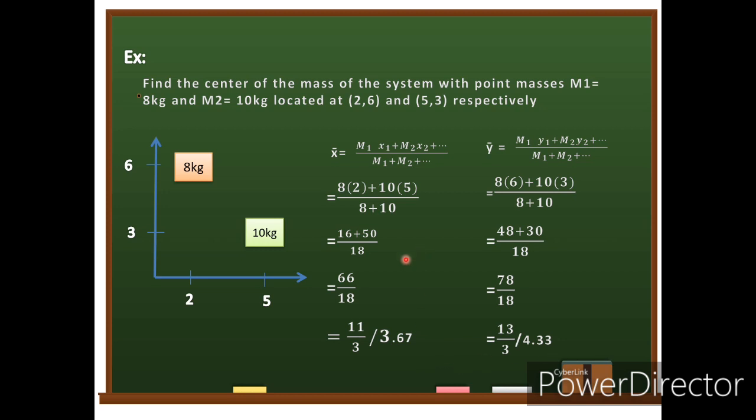So the center is located at x equals 3.67 and y equals 4.33. So the point is located here.